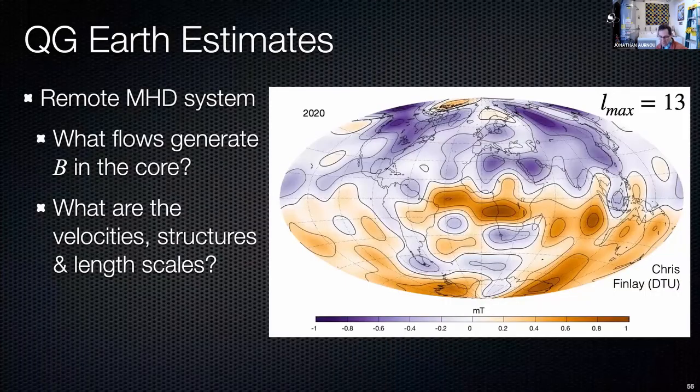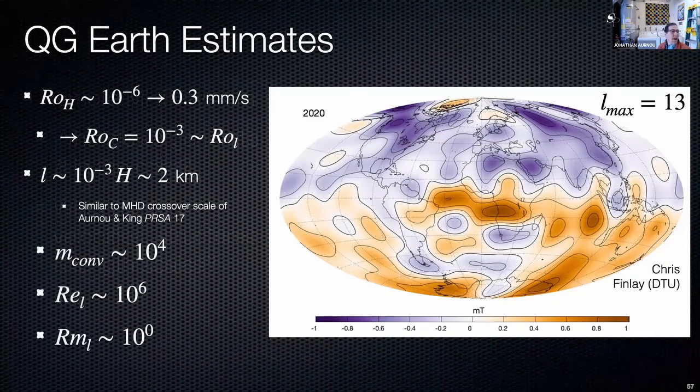So coming full circle and being out of time, let's just do Earth really quickly. Again, the big questions were, what are the scales of these flows? What are they doing in there? If we use estimates for ROH, for the large scale Rossby number, for Earth we get a value of about 10 to the minus 6. This corresponds to flows of about 0.3 millimeters per second, corresponding to about 10 kilometers of motion per year, which we can see in the magnetic field.